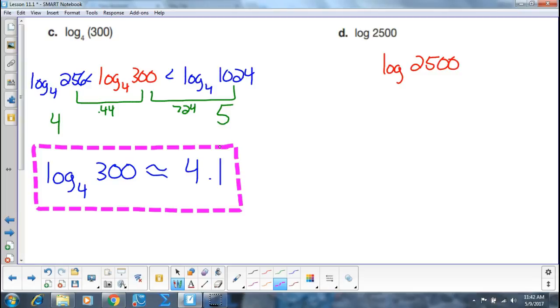With the calculator, could you just divide 724 by 44, and then that would give you a decimal? No.